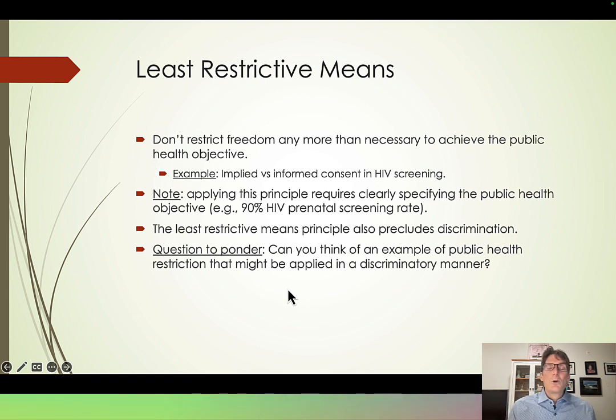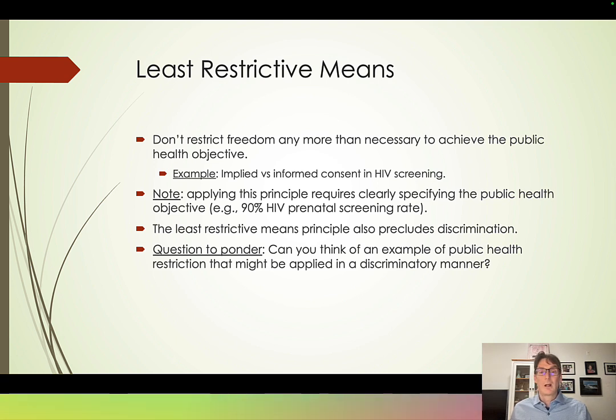The second principle in Upshur's framework is the least restrictive means principle. And this principle states that if there is a harm to others and it is justifiable for the government to intervene, still the government should restrict freedom to the least amount possible. The example we discussed in the first lecture about implied versus informed consent in HIV screening is an example of this idea. So in that example, informed consent meant informing the pregnant person, we're going to do this test for HIV, and do you consent or not?